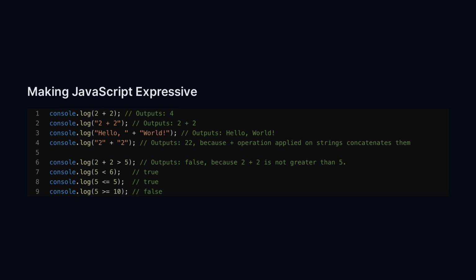The expression 2 plus 2 greater than 5 returns false because 4 isn't greater than 5. In the provided code snippet, you can also see examples of comparison operators: less than or equal to, and greater than or equal to. Remember, using expressions in crafting your JavaScript programs makes them more dynamic and easier to maintain. It's time to spread your wings and try these out on your own.